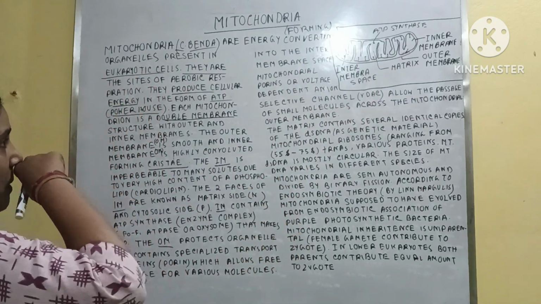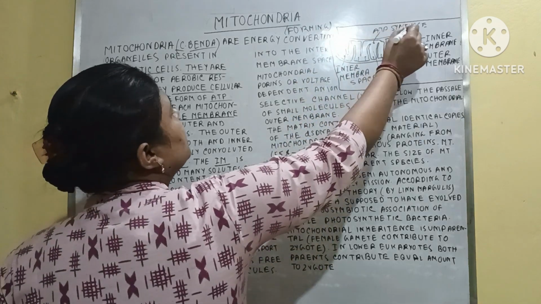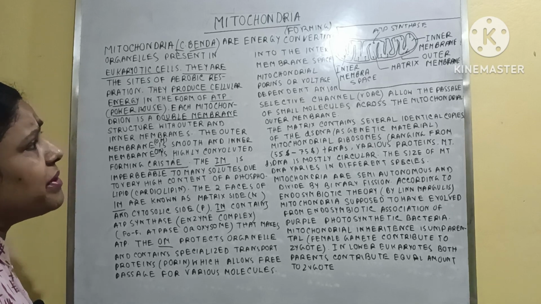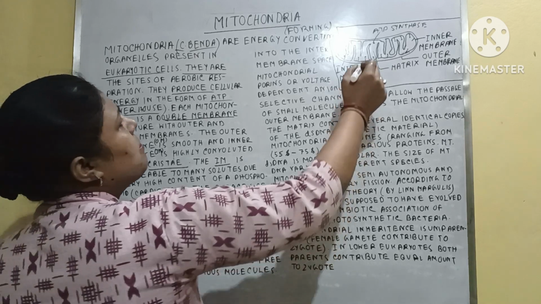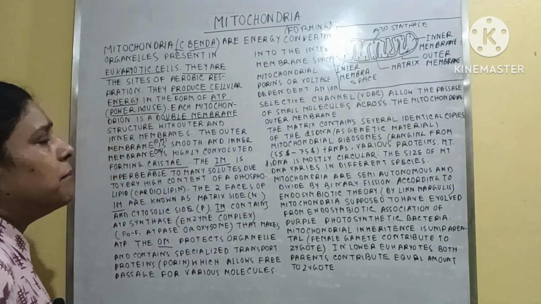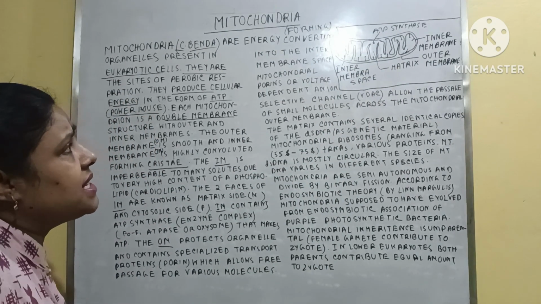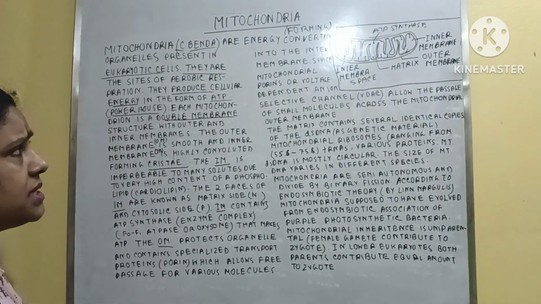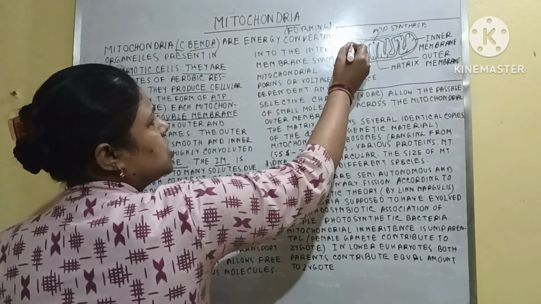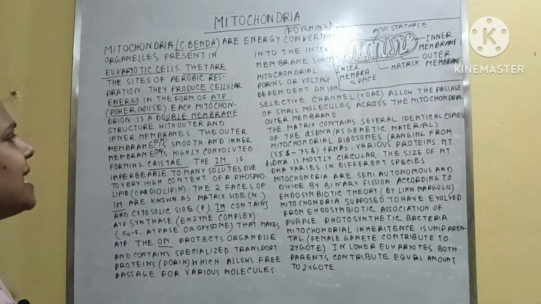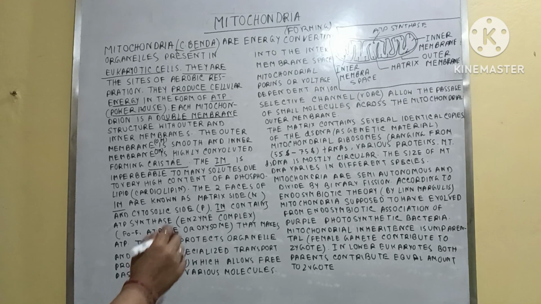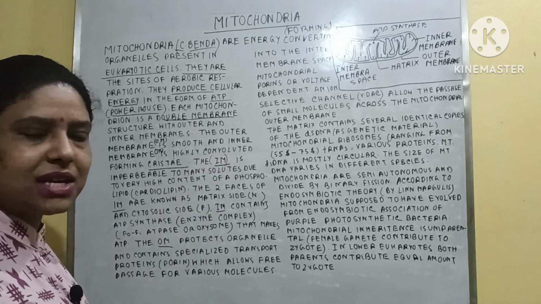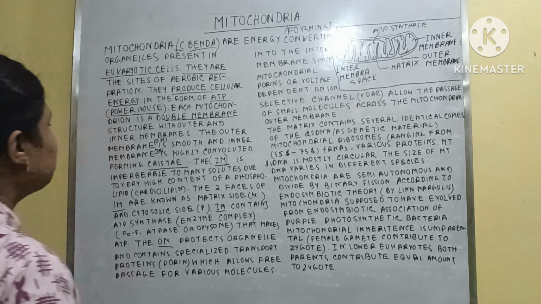So two membranous structures form the mitochondrial structure, and the space between the inner membrane and the outer membrane is called the matrix. Within the matrix there are some enzymes present. You can see these enzymes are ATP synthase. Here I have written IM, which means inner membranous structure, and OM, which means outer membranous structure.